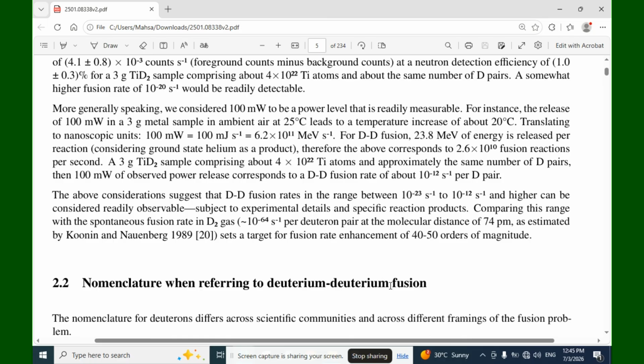Comparing this range with the spontaneous fusion rate in deuterium-deuterium gas, which is almost equal to 10 to the power of minus 64 per second per deuteron pair at the molecular distance of 74 pm as estimated by Koonin and Nauenberg 1989 based on reference 20, sets a target for fusion rate enhancement of 40 up to 50 orders of magnitude.